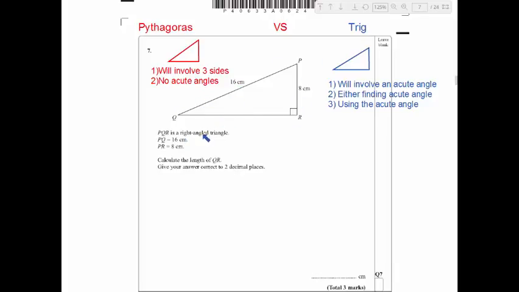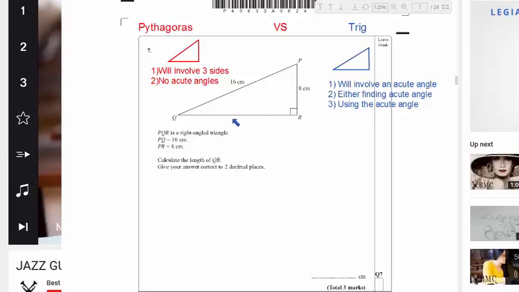So the only thing to take away from that is don't be freaked out if you see a lot of writing here. Quite often it's just telling you what you can already see. Doesn't mean that it's an exceptionally difficult question or anything like that. Okay, so calculate the length QR here. Give your answer correct to two decimal places. Okay, so here's the original triangle as it would be given in the question without the thetas. We're trying to find the side QR, which we're going to label X.